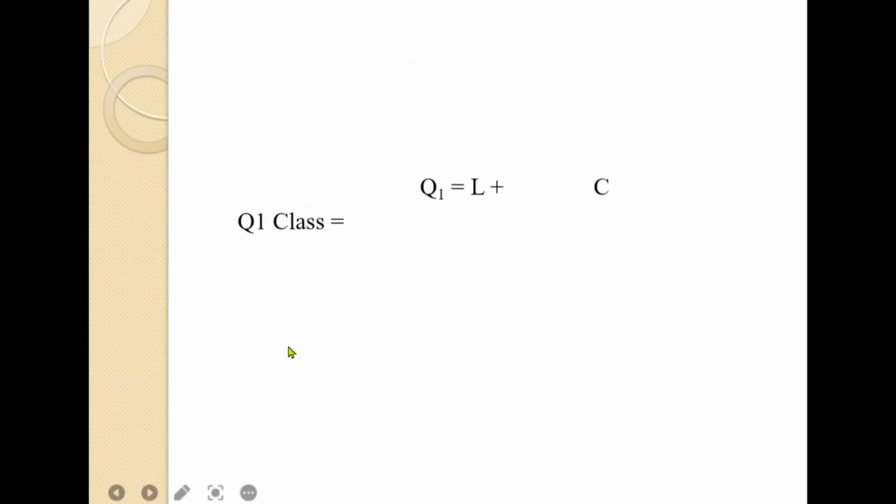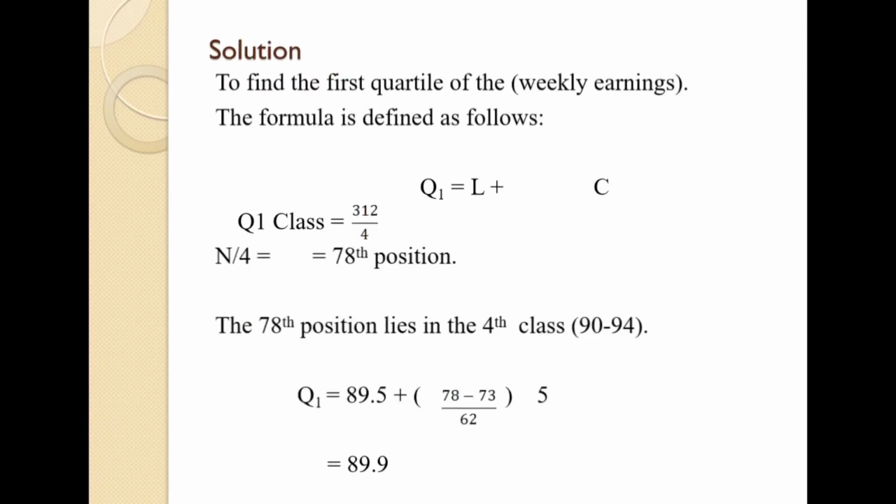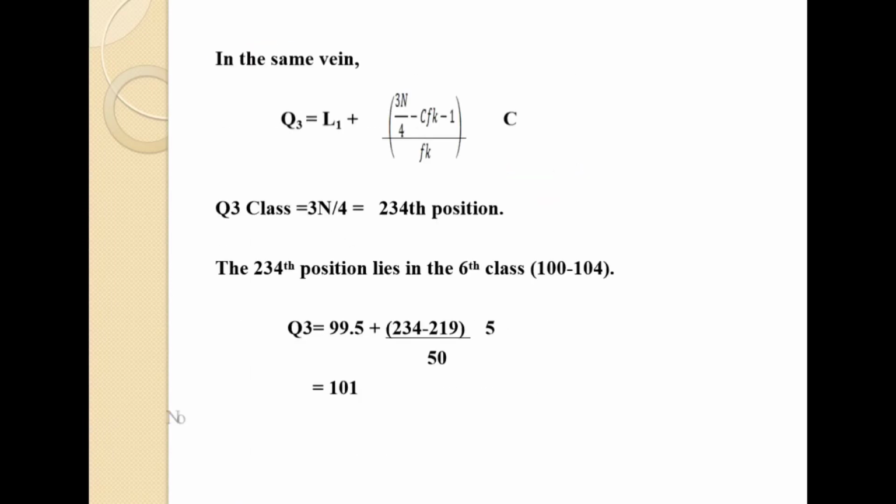So let's put it into the formula and see what we arrive at. Putting that into the formula, we have 99.5, which is the lower class boundary of the 100 to 104 class, which is the 6th class, plus 234, which is the Q3 position, minus the cumulative frequency before that class, which was 219.